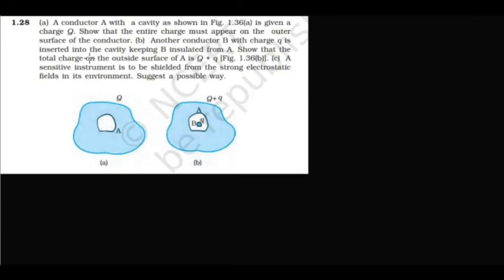Now look at the next question. It is question number 1.28. The question is: a conductor A with a cavity as shown in the figure is given a charge capital Q.